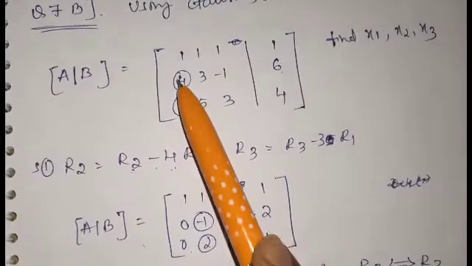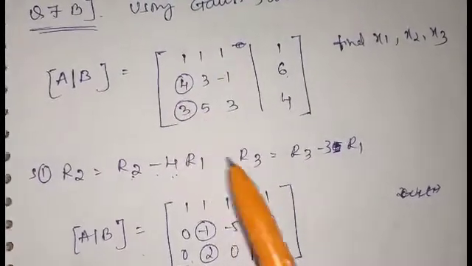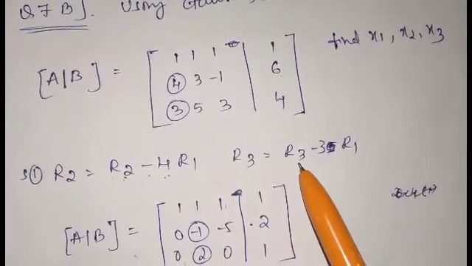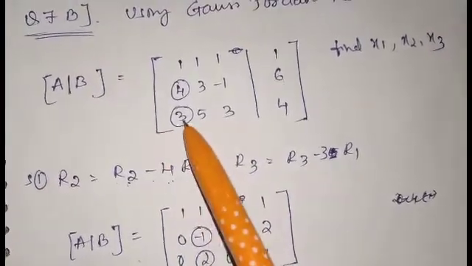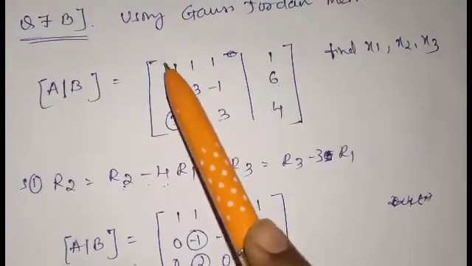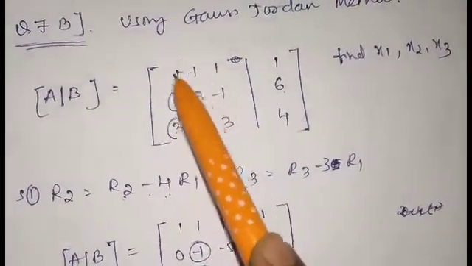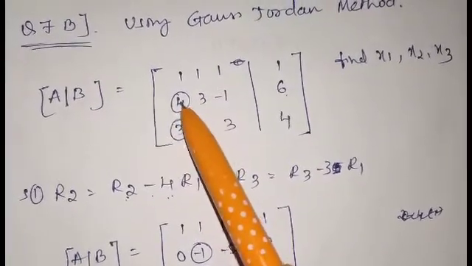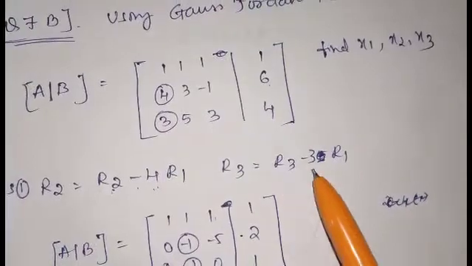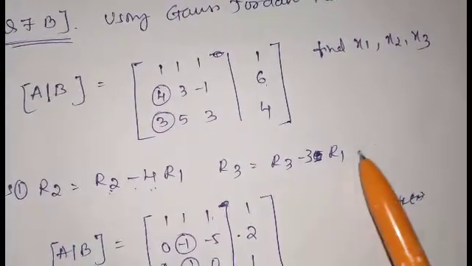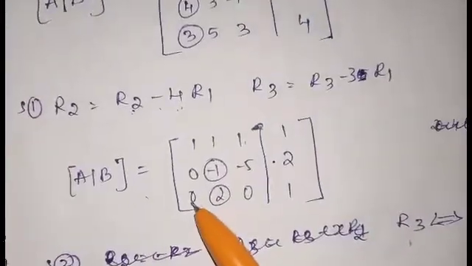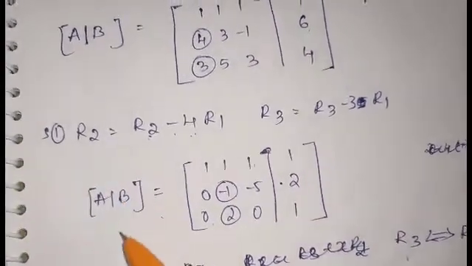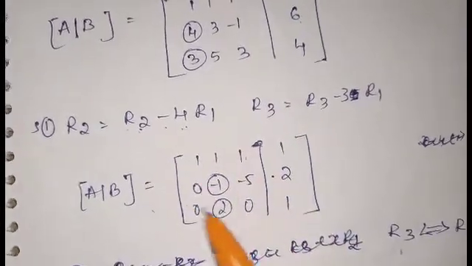Like that, simultaneously I am using the same formula for row number 3. R3 equals R3 minus 3R1, because to make this element 0 I need to use the row where you have 1. You cannot take this row as the reference row because we cannot change the values again here. So 3 minus 3 into 1 becomes 0. That's why we get 0, 2, 0 and 1. So after the first step you are going to get this matrix.